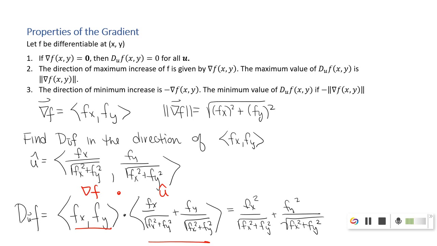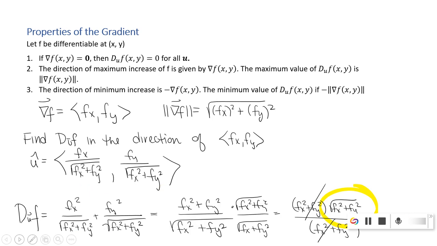So I'm going to write that out, del f dotted with u. So f sub x times f sub x divided by the magnitude plus f sub y times f sub y divided by the magnitude. And we can simplify this down a little bit. So we end up getting f sub x squared plus f sub y squared over the square root of f sub x squared plus f sub y squared. If we rationalize the denominator, if we multiply by that square root in the denominator, we end up getting something that we can simplify. We have these common factors of f sub x squared plus f sub y squared.